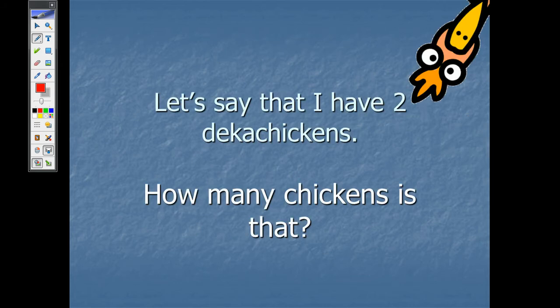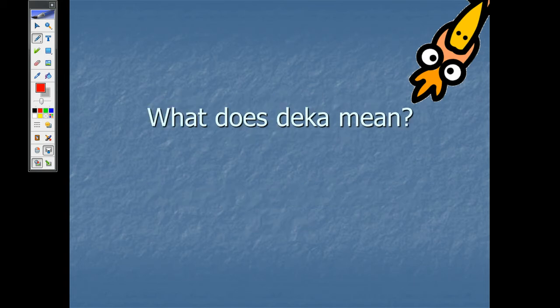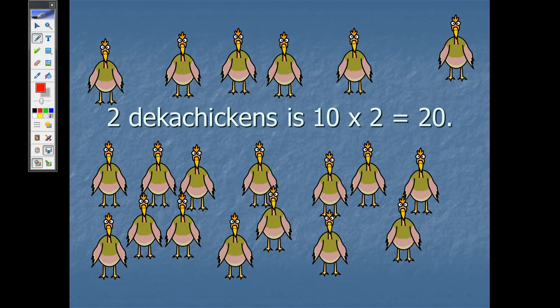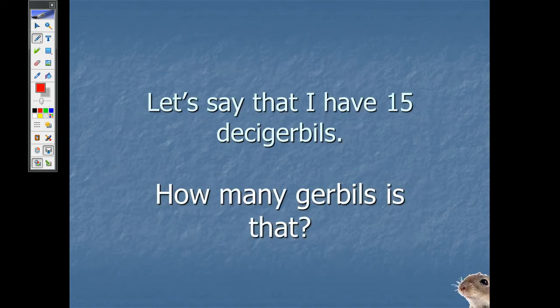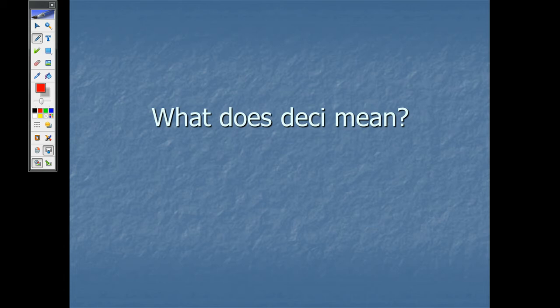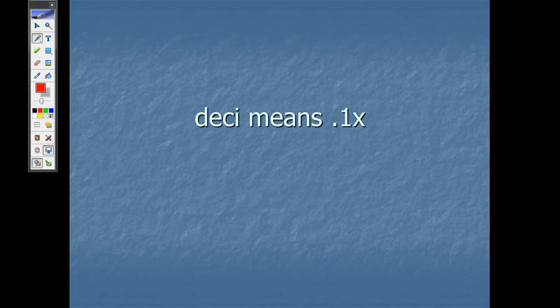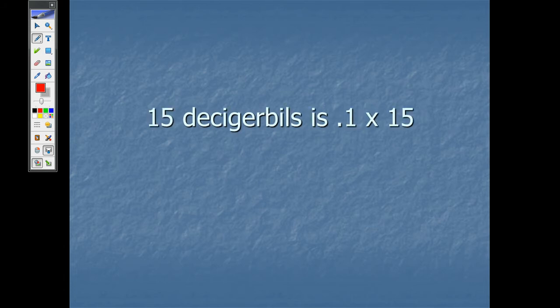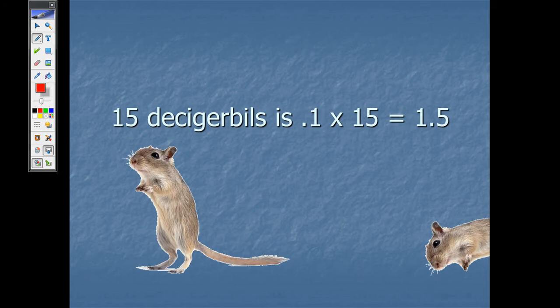Now let's say we have 2 deca chickens. How many chickens do we have? Well, deca means 10. We got 2 deca, 2 times 10, we have 20 chickens. Now let's say we have 15 decigerbils. How many gerbils is that? Well, what does deci mean? It means 1/10. 1/10 times 15, we have 1.5 gerbils.